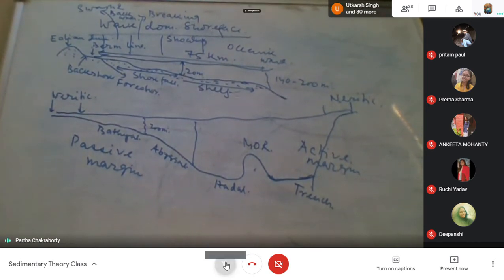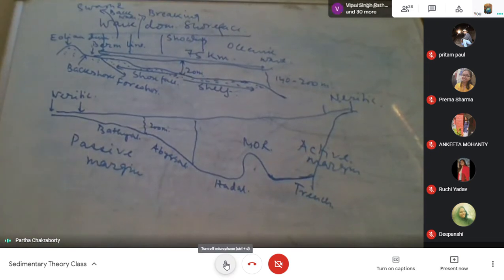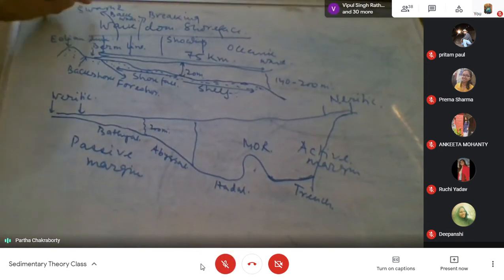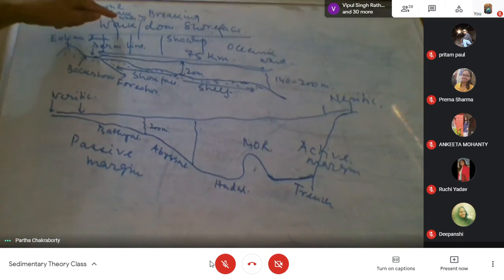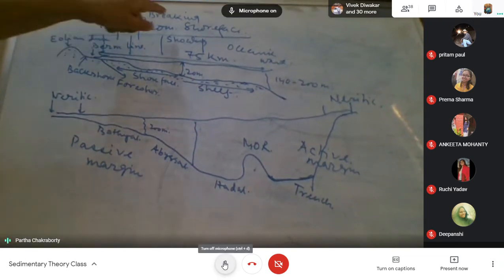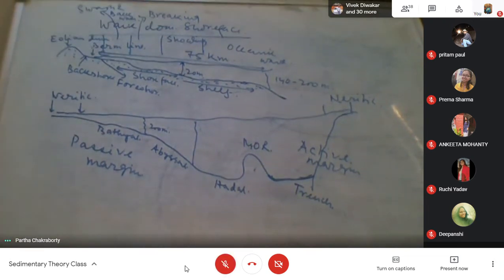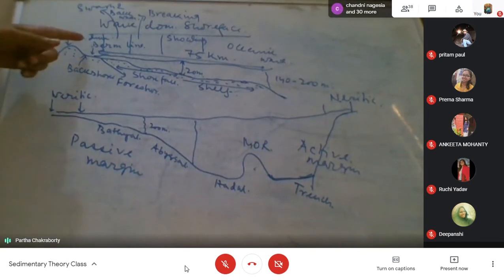Which one? The upper figure. So it is swash and backwash. This is breaking. This is aeolian dune.